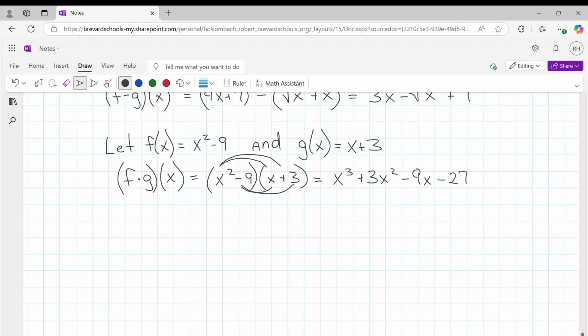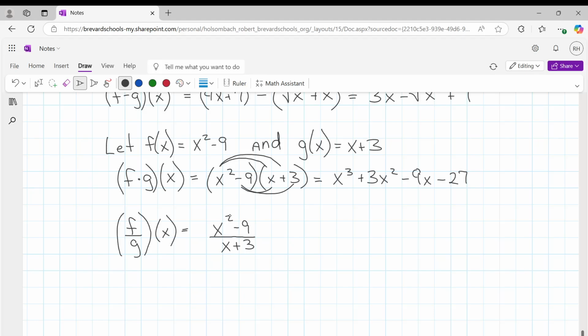All right, you may be asked to take the function of x and divide it by g of x. Now, this is the only time I think it gets a little bit tricky. So this function of x is x squared minus 9, and we're going to divide it by x plus 3.